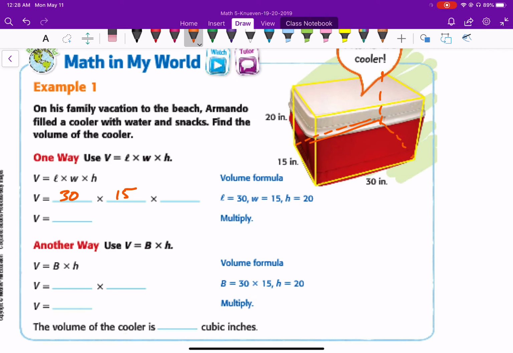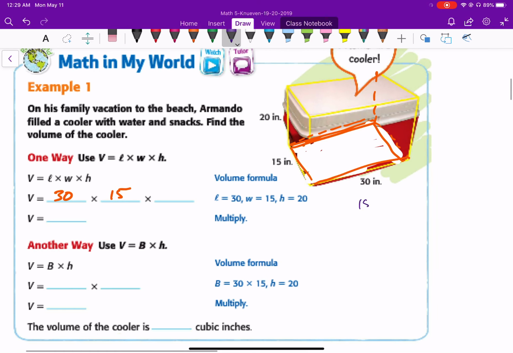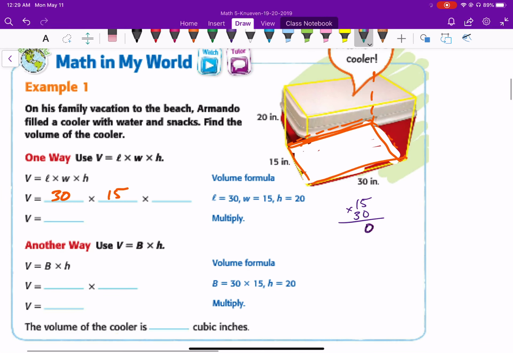If I were finding the area of this on the inside, if I were just looking at the bottom space of our cooler, that would be this bottom section. So that'd be like saying, I'm going to multiply 15 times 30. 0 is first in the ones place, so I'm going to skip it and use that placeholder 0 concept.